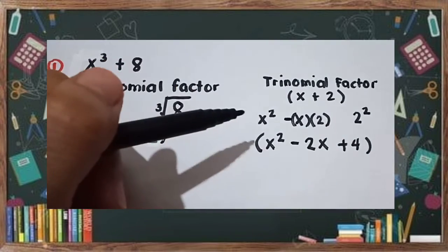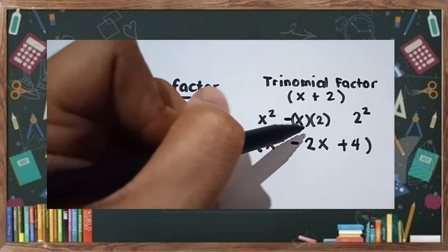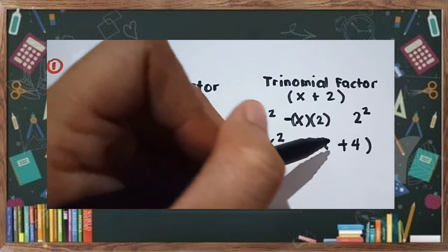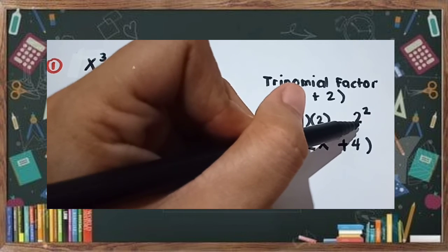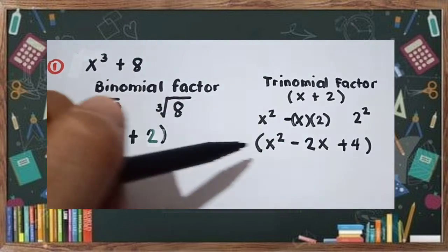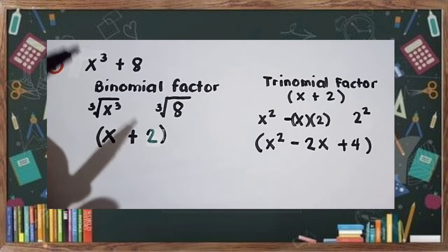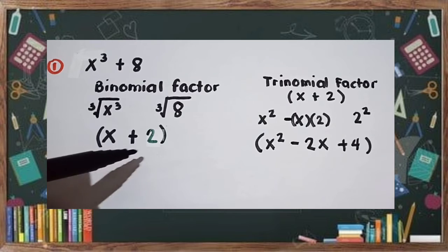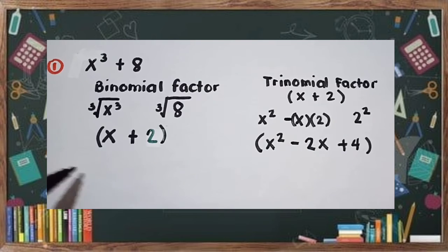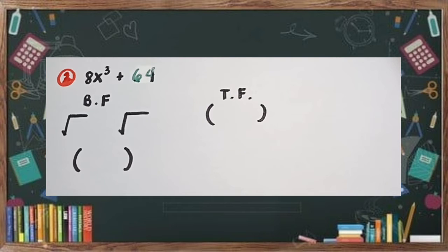Then, i-simplify natin sila. So, x squared, kopyahin natin. Then, minus x times 2. So, kaya naging negative 2x or minus 2x. Then, 2 times 2 ay equals to positive 4. That's why ang ating trinomial factor natin ay x squared minus 2x plus 4. Therefore, ang ating factors ay x plus 2 at x squared minus 2x plus 4 para sa x cubed plus 8. Okay, so let's have another example.